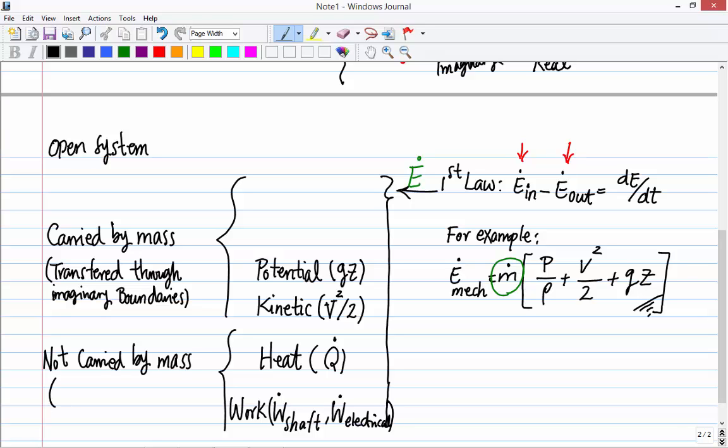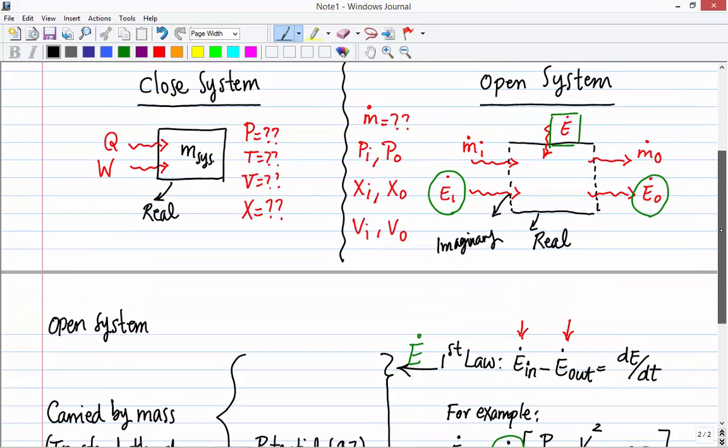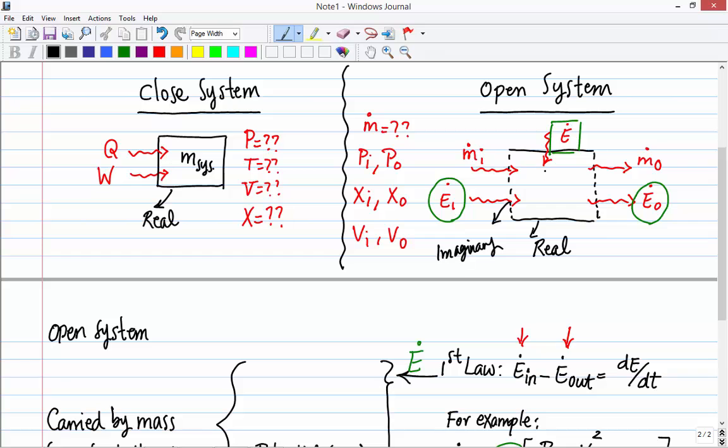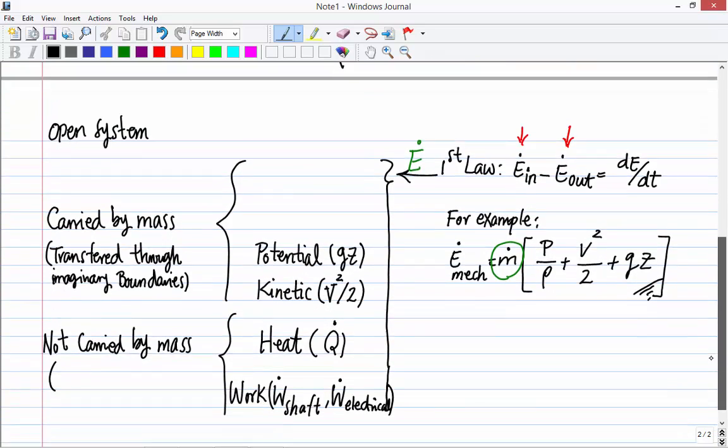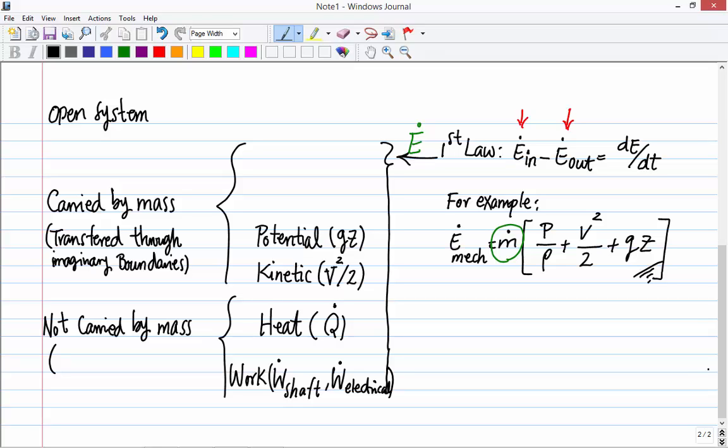And can you guess where they pass through? How do they enter our system? As you can see here, they enter through the real boundaries, like a piston moves and does work. Or you put a fire under the cylinder, so you're transferring heat from underneath to the gas, to the content of your cylinder, right? So they are transferred through real boundaries.